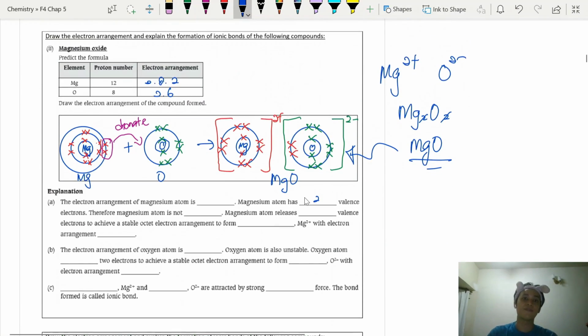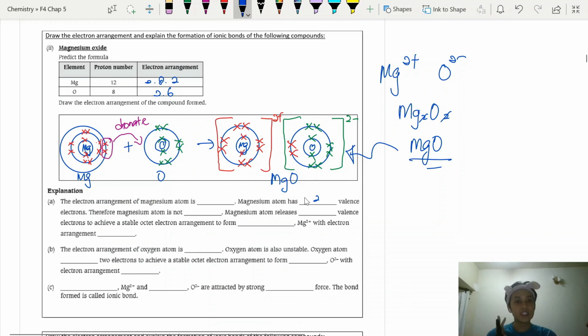Today you already learned how to draw the electron arrangement for ionic bonds. Just remember, you must always put the bracket when they change into ions, and the charge must be there. This is what we always check when we mark your exam papers: whether you have the bracket and the correct charge. Next we check whether your electron arrangement is correct. The moment we see the charge is wrong, we are not going to look at it anymore. Immediately we know it's wrong.